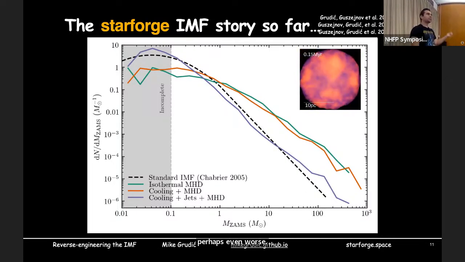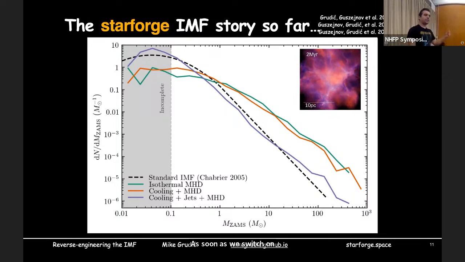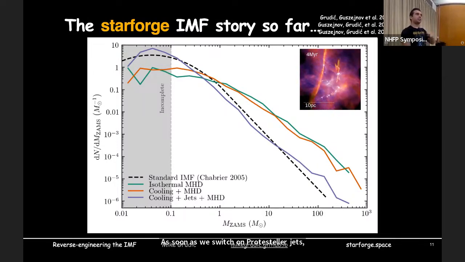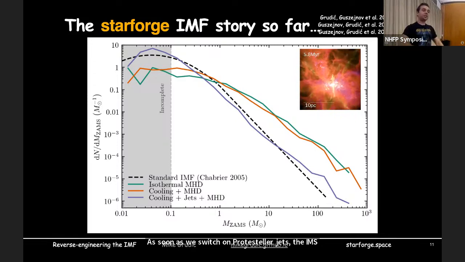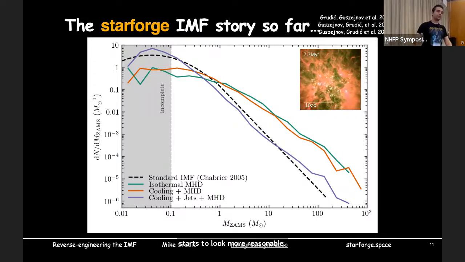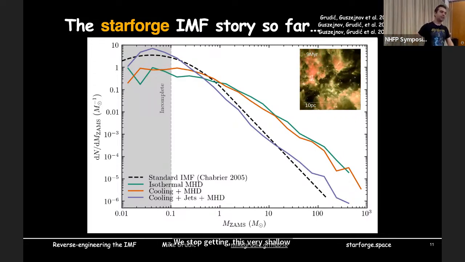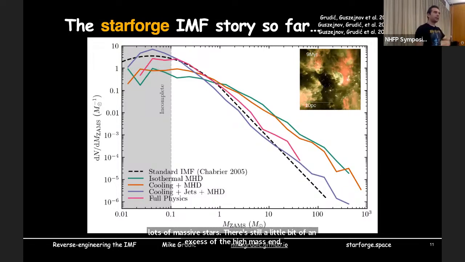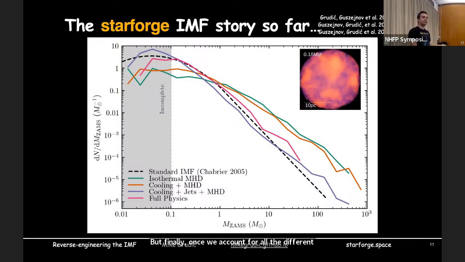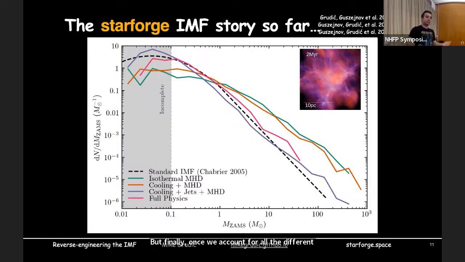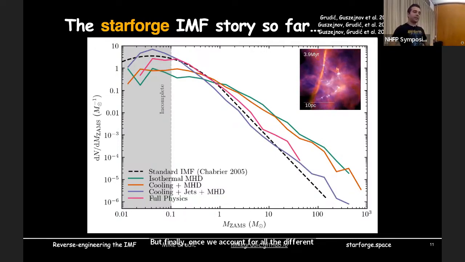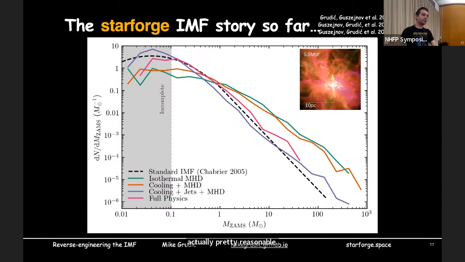As soon as we switch on protostellar jets, the IMF starts to look more reasonable. We stop getting this very shallow slope with lots and lots of massive stars. There's still a little bit of an excess at the high mass end. But finally, once we account for all of the different feedback physics acting in concert, the IMF looks actually pretty reasonable. We get the maximum stellar mass more or less in the right place.